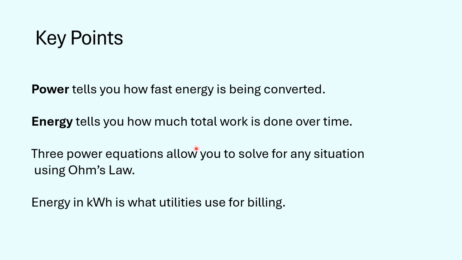So some of our key points we want to get out of this video: power tells us how fast energy is being converted. Energy tells you how much total work is done over time. And the three power equations allow you to solve for any situation using Ohm's law, depending on what quantities you do know and what quantities you don't know. Energy in kilowatt hours is what utilities use in billing. So that's what you would see in your household bill.